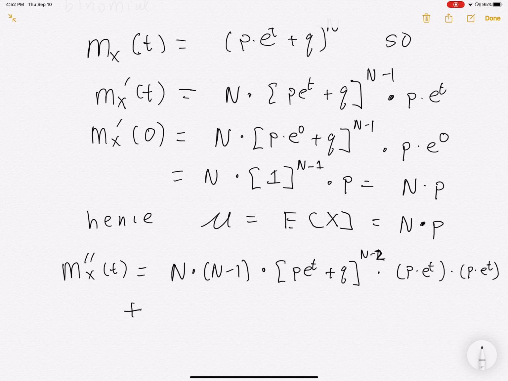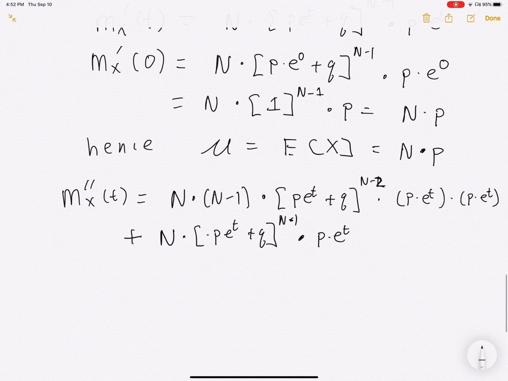So that was what we get when we differentiate that first term, n times (p e^t + q)^(n-1). So now we leave that alone. n times (p e^t + q)^(n-1) gets left alone. And now we multiply by the derivative of p e^t, which is itself. Okay, that's the second derivative.